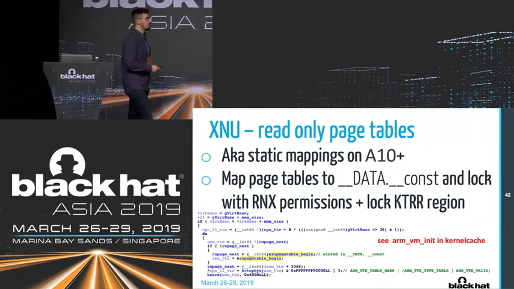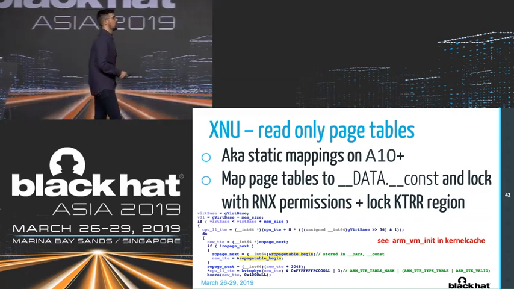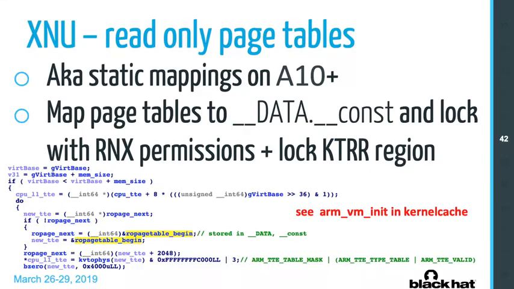Even if we disable KTRR, there is one more thing on A10 devices. Apple called it static mappings. The idea is that now the page tables themselves are allocated into the read-only region. So data const will be writable where the page tables will be allocated. And when it's done, this region will be set up to be read-only, and on top of it, the KTRR region will be locked as well. So even if you disable the KTRR region, you still need to deal with the static mappings.